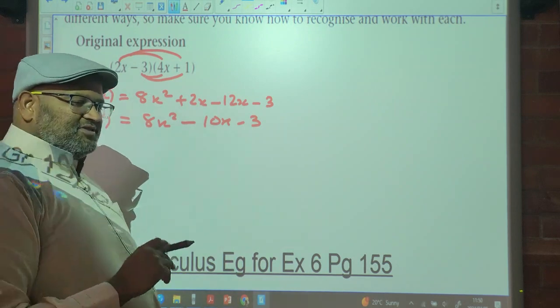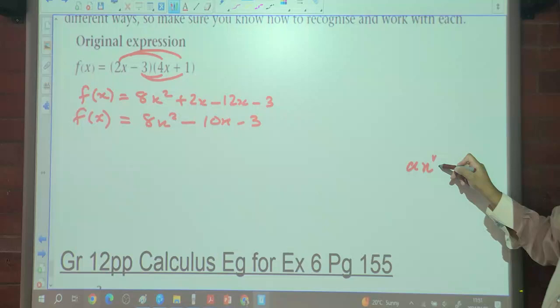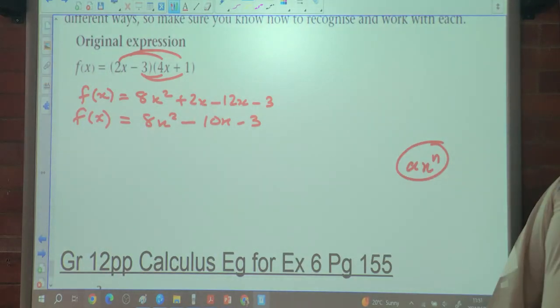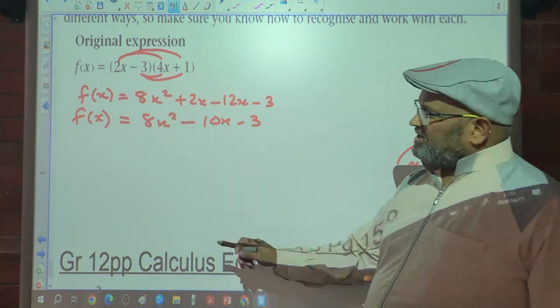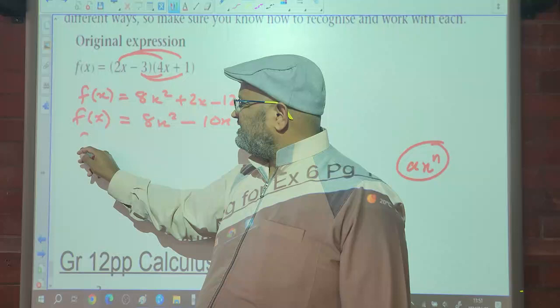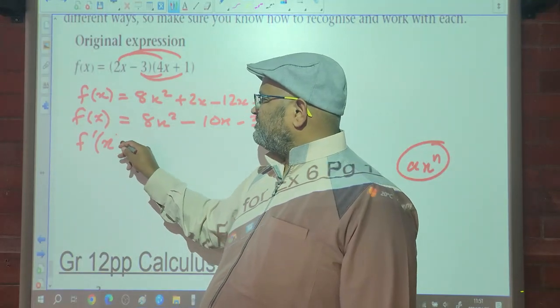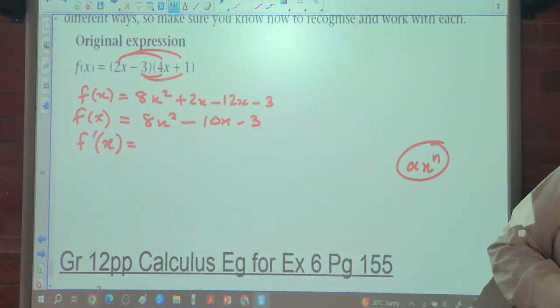Can I apply the derivative now? Aren't all the terms in the form of ax to the exponent n? Yes. Did you see that? So what do I write here? Once you apply the derivative, I write f prime x. So do that step for me quickly before I write it on the board.